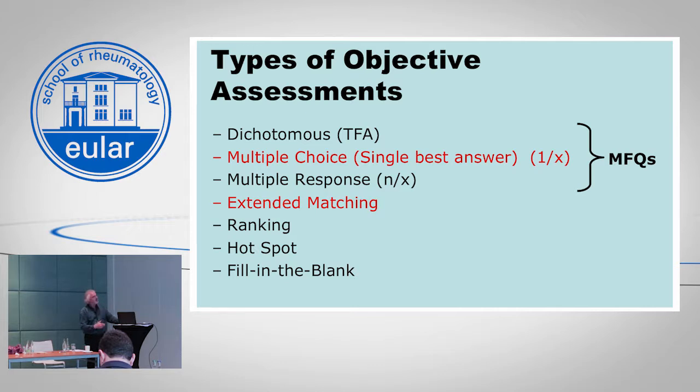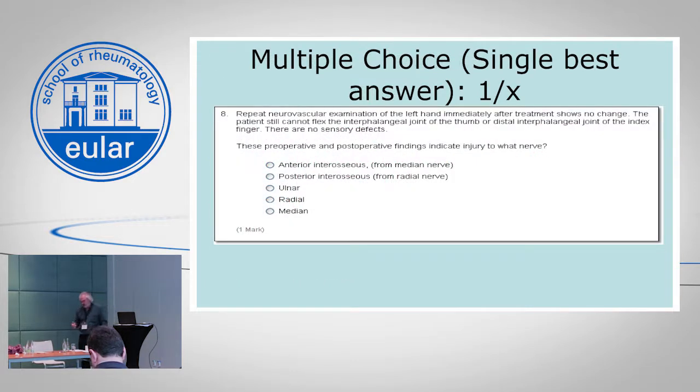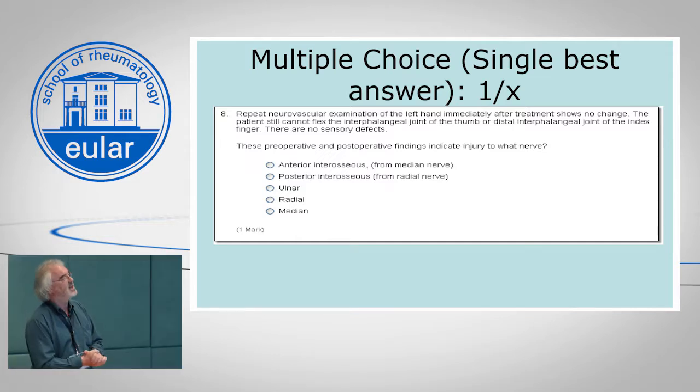So we're going to be looking at multiple choice or single best answer questions and extended matching. So here's a typical multiple choice or single best answer question. In this case, we've got one correct answer and X is 5. So there's 5 options.